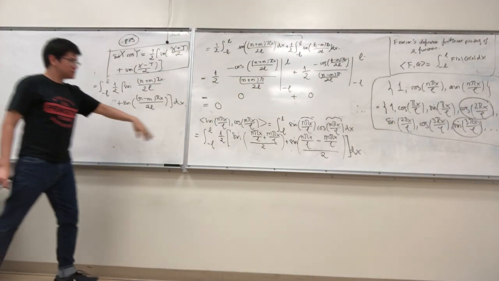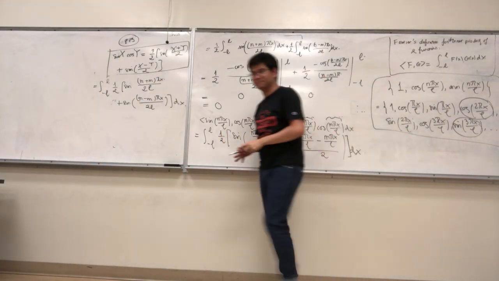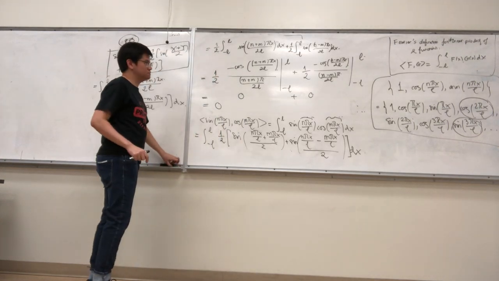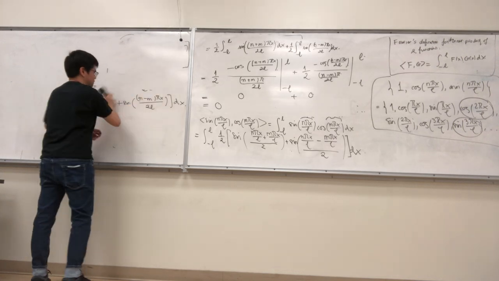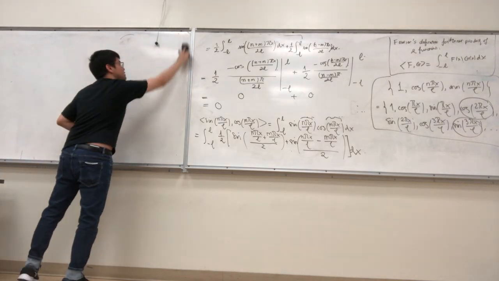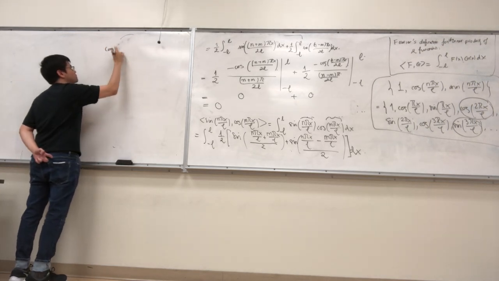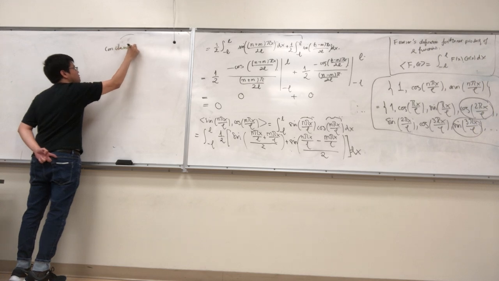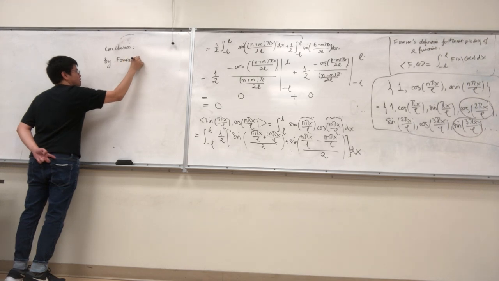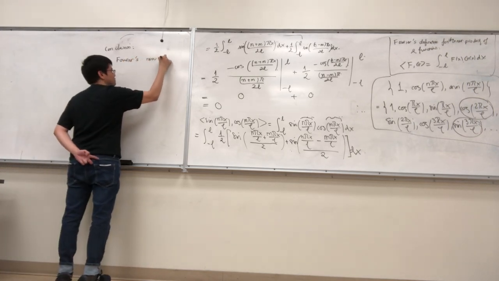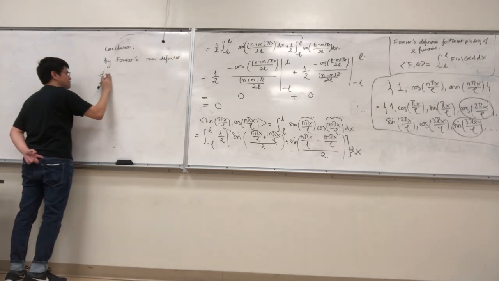So we're going to check the others, cosine with cosine and sine with sine, but it's going to be the same. So, conclusion. By Fourier, new definition of the inner product.